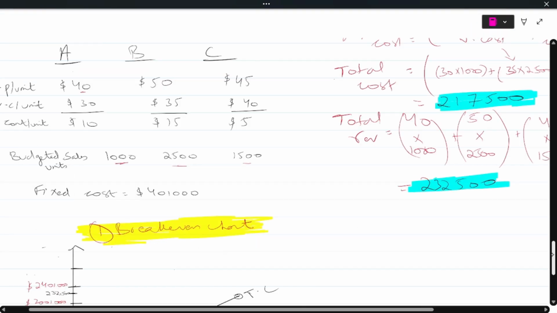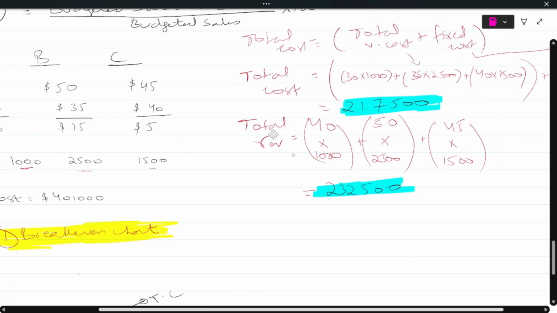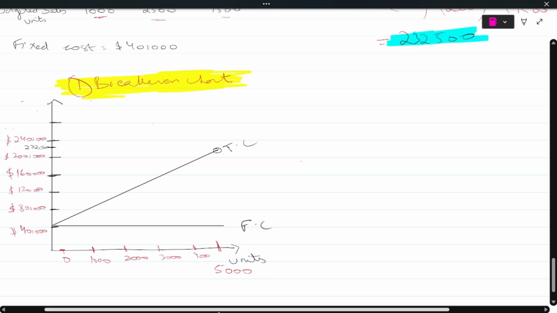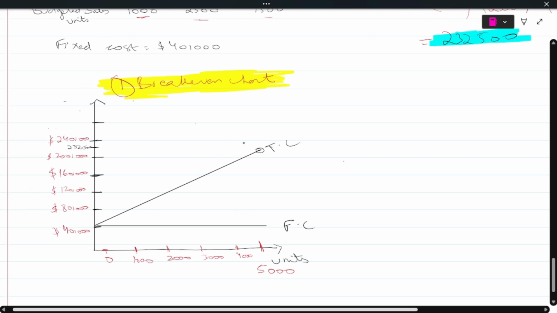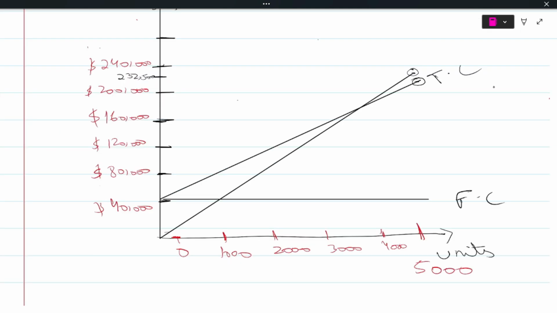So what was my total revenue over here? As you can see, we already calculated total revenue for our y-axis, and it came out to be 232,500. So that means at 5,000 units, my total revenue would be 232,500, which is over here, right? So this is going to be my total revenue. Okay. And as far as the total revenue line is concerned, you know that it always starts from the origin, which is 0, 0, right? Okay, so this is my total revenue line.